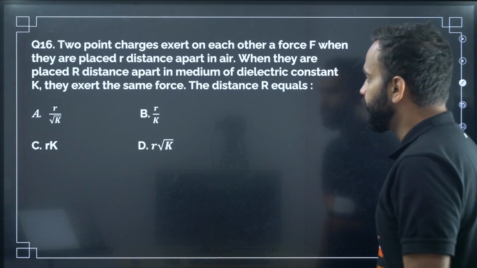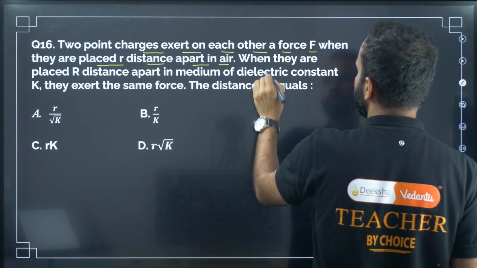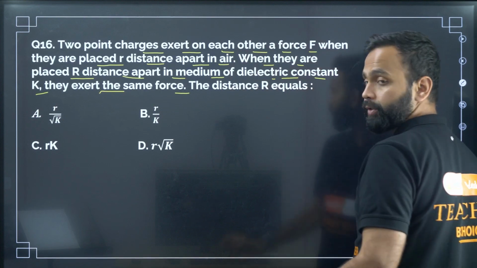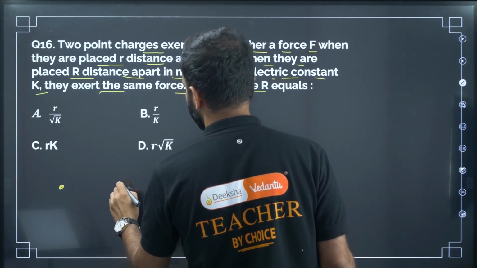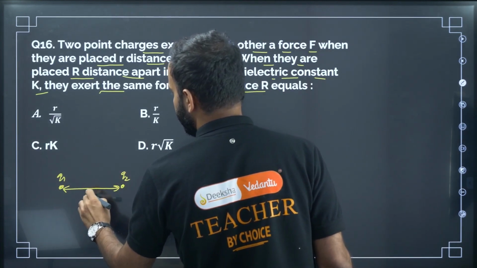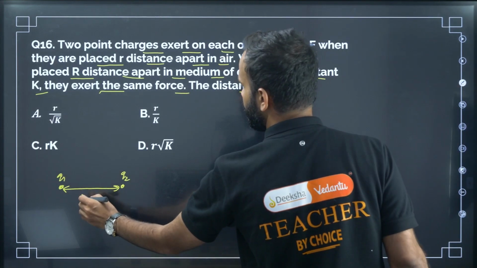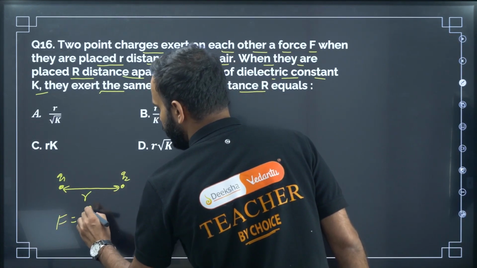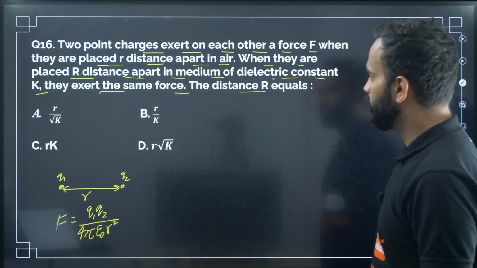Question number 16. Two point charges exert on each other a force F when they are placed r distance apart in air. When they are placed r distance apart in a medium of dielectric constant K, they exert the same force. The distance r is equal to. So two charges Q1 and Q2 are separated by distance r. So what is the force between Q1 and Q2? It is F, right? So F equal to Q1 into Q2 divided by 4 pi epsilon naught r square.